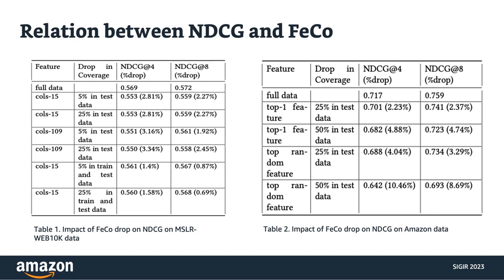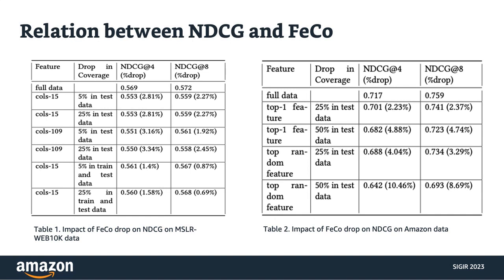A similar study has been done on the Amazon dataset. We took the most important feature in our dataset and dropped the FICO score by 25% and observed an IndiCG drop of 2.23% for IndiCG at 4 and a drop of 2.37% for IndiCG at 8.